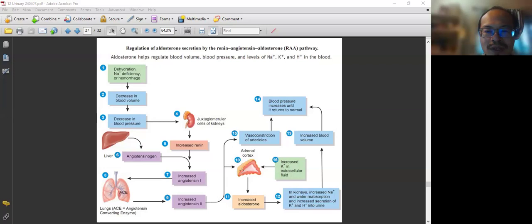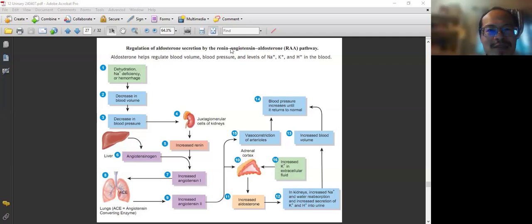Angiotensin 2 acts on three locations. One is the vessel, one is the adrenal cortex. It doesn't show it here, but you should know that it also acts on the posterior pituitary again to release ADH. When it acts on the vessel, it causes vasoconstriction. When it acts on the adrenal cortex, that will release aldosterone, which regulates the sodium and potassium level.